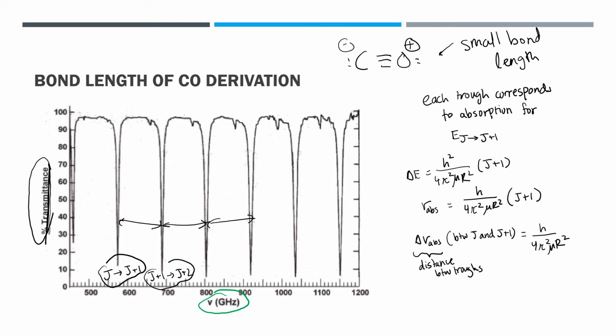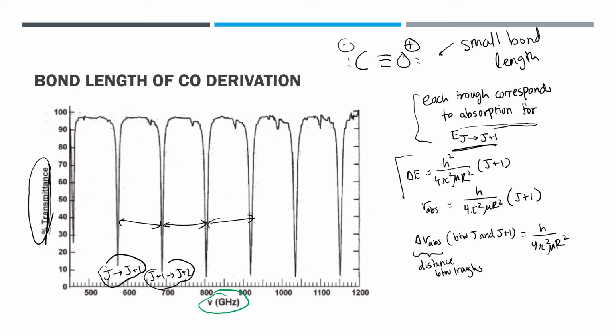So let's just look at the derivation. Each trough corresponds to an absorption for E sub j to j plus 1. Each trough corresponds to an increase in the rotational energy level by 1. So we got this formula before: delta E, when I'm looking from j to j plus 1, is equal to h squared over 4 pi squared mu r squared times j plus 1.